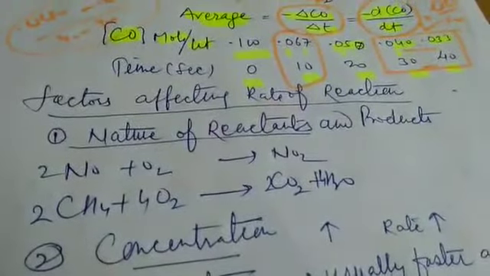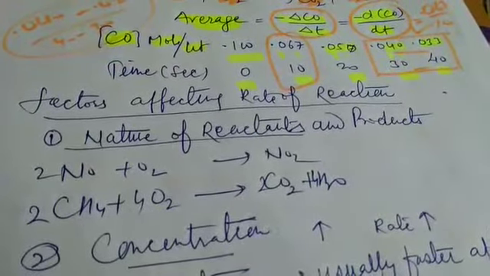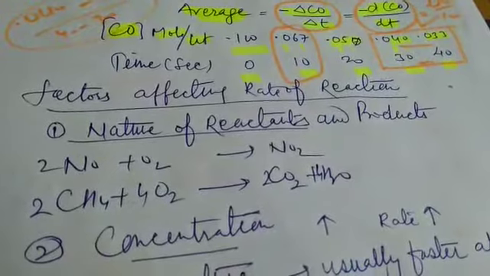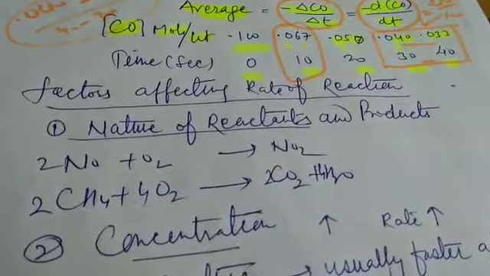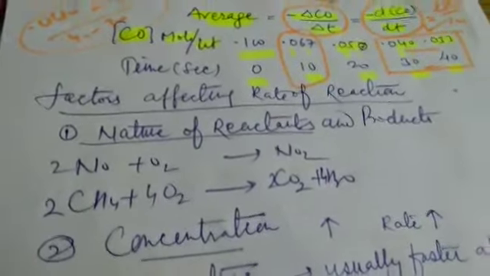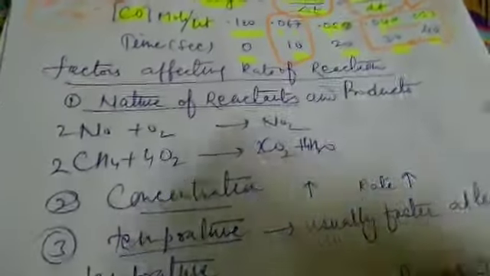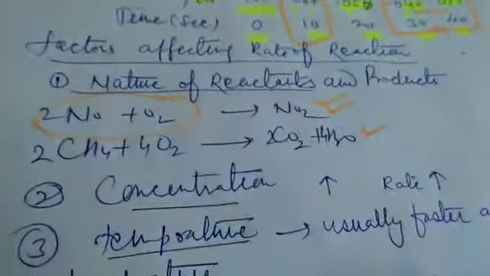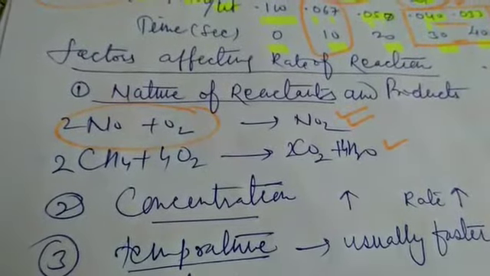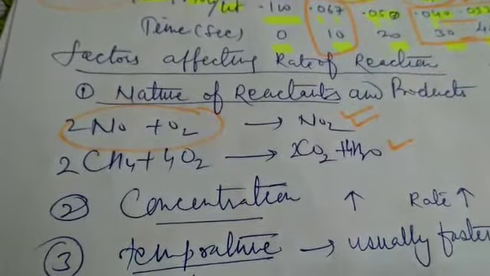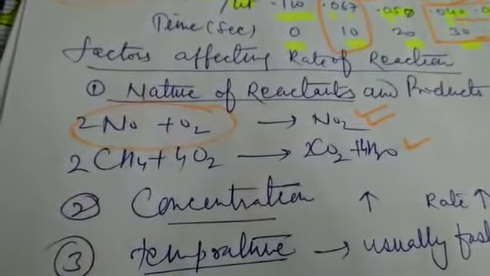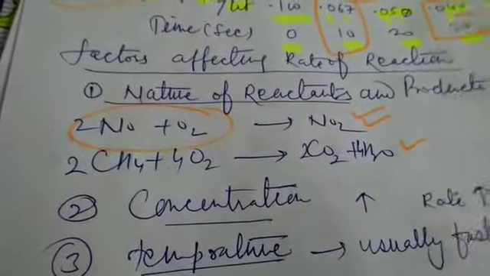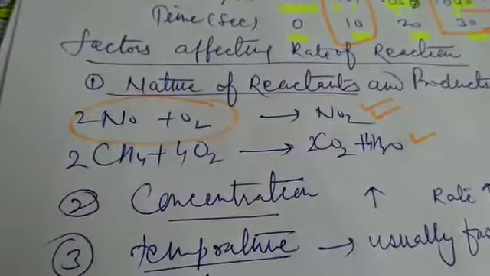Now we will read about factors affecting rate of reaction. The first factor is nature of reactants and products. The nature of reactant and products highly affects the rate of reaction. Now consider these two reactions. In first reaction, the molecules are added directly to give NO2. So in this case, only bond formation taking place. So this reaction will be fast.